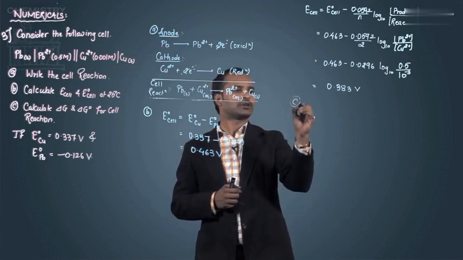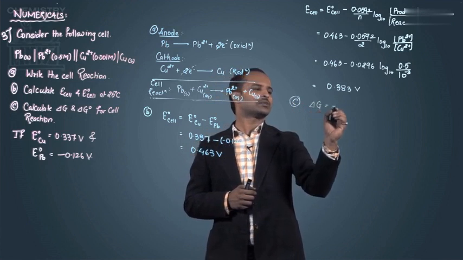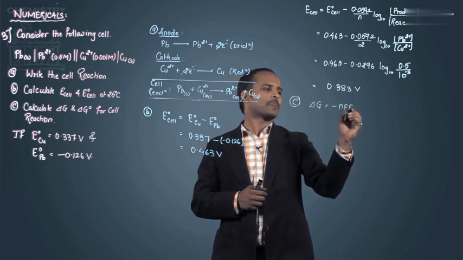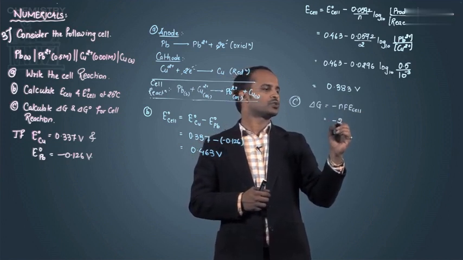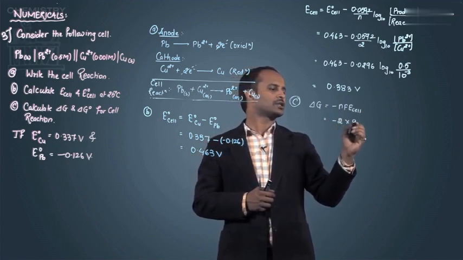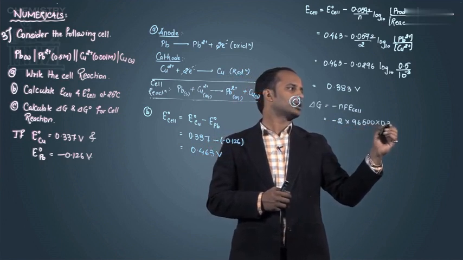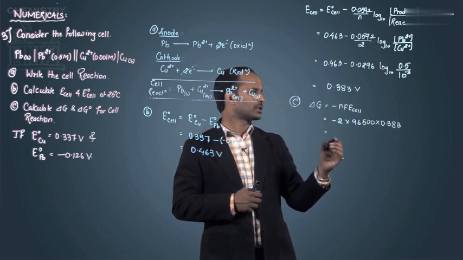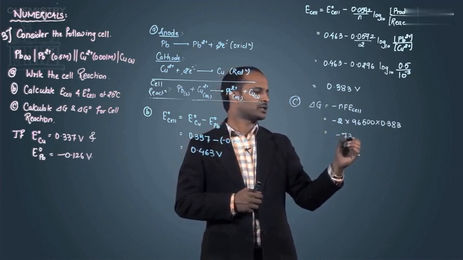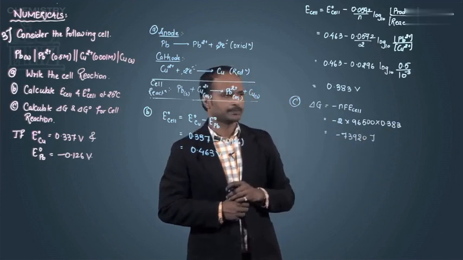Then third part, we have to write the delta G and delta G naught. For delta G, the formula is minus nFE cell. Again, n is the number of electrons, so 2 electrons are gained and lost here. F is 96,500. E cell I got 0.383 volt. After all calculation, delta G, you will get minus 73,920 approx, this much joules.